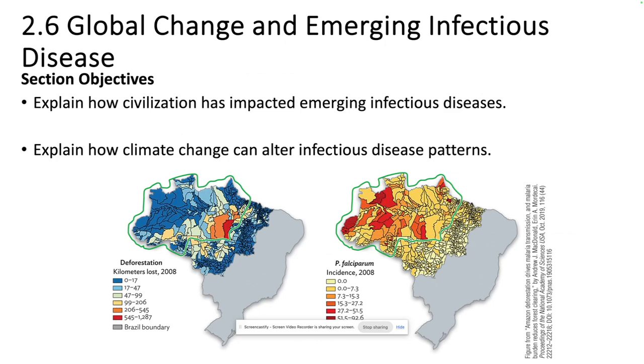Okay, so this is going to lead us into the final section of chapter 2. This is 2.6. 2.6 deals with global change and emerging infectious disease. So the objectives for this section are you're going to be able to explain how civilization has impacted emerging infectious diseases, and you're going to explain how climate change can alter infectious disease patterns.